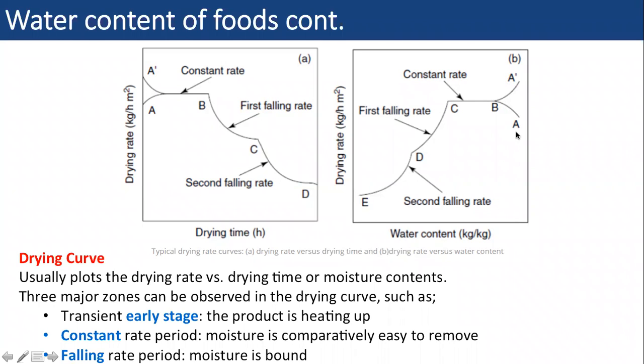But there are two graphs. The Y-axis is the same, but the X-axis is totally different. So you can easily understand there are three stages. Initially, the moisture content is high and the drying rate is also high. With time, the drying rate will decrease. Also, the moisture level will decrease, right?